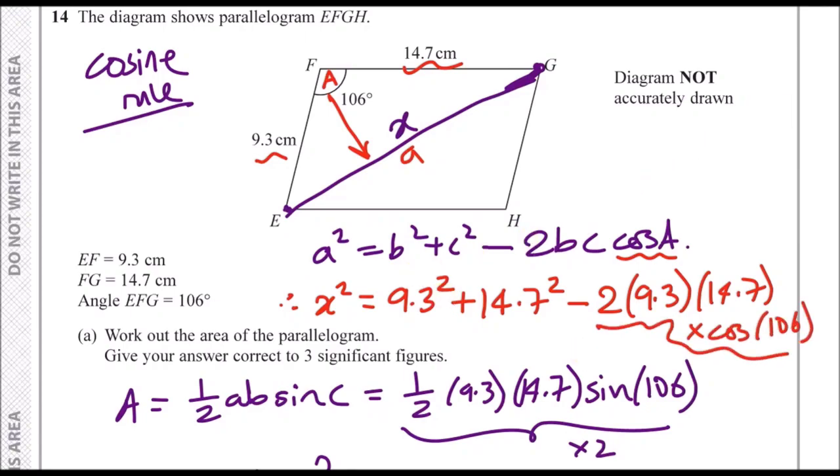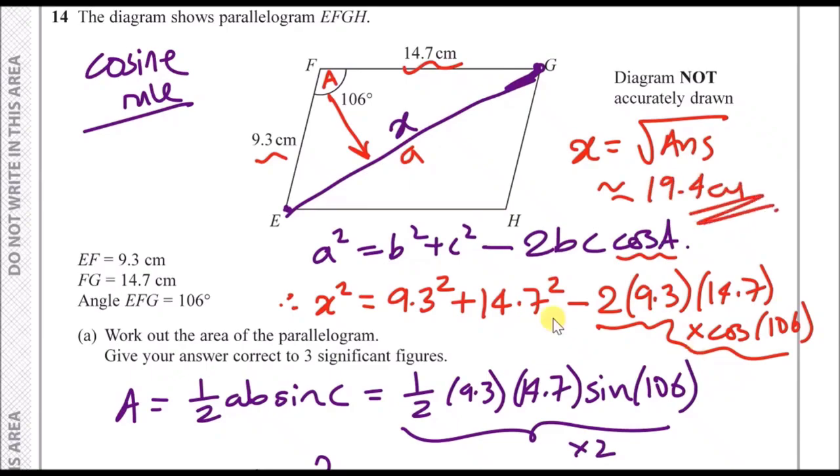And then when you put all of this in, remember you're going to get a result for x squared, so then you'll need to square root the answer. So x equals the square root of whatever that answer was, and you should get a length of about 19.4 centimeters. Yeah, and that's it. 14 is done.